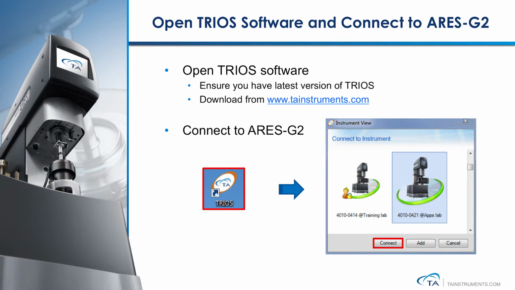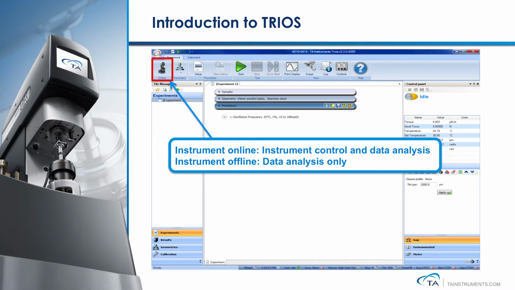Once installed, open Trios software by double-clicking on the icon located on the desktop or select from the Windows Start menu. The instrument view window will open. Select the ARES-G2 instrument and then press Connect. If an instrument-specific shortcut has been created on your desktop, the instrument view step may not be necessary. Once connected successfully, the software will open and look like this.